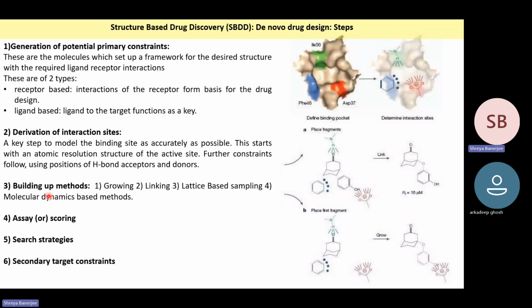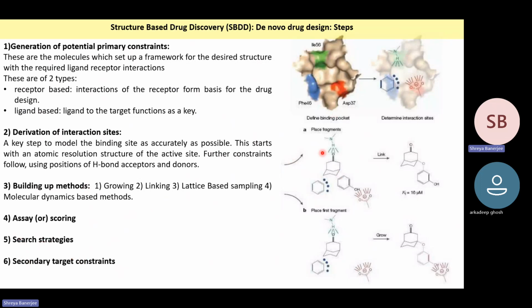And often molecular dynamics can also be used to dock certain fragments and see which are the optimized fragments that will fit into that binding site, and so on. So these are building up methods by which the lead compound is built up. Then is the assay or scoring step, in which biological assays are done to find out the activity or function of the possible drug candidate. And steps 5 and 6 basically consist of more refining.